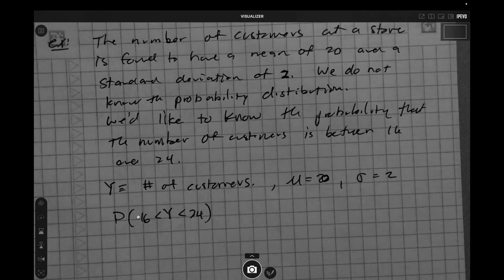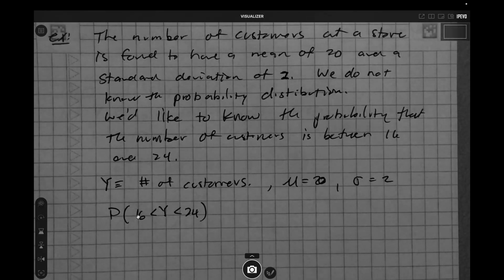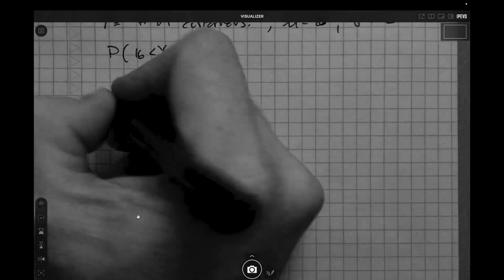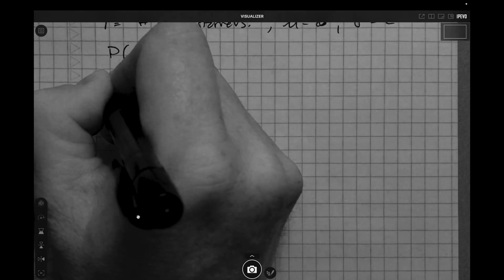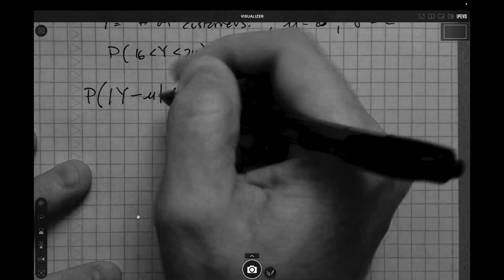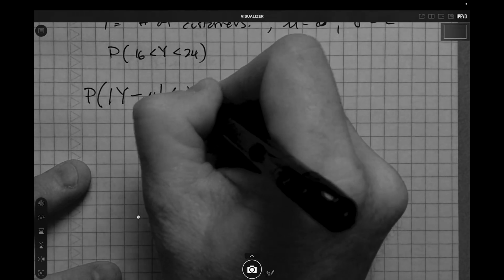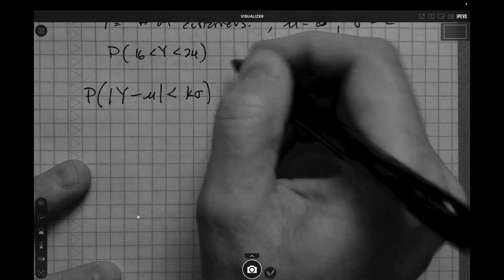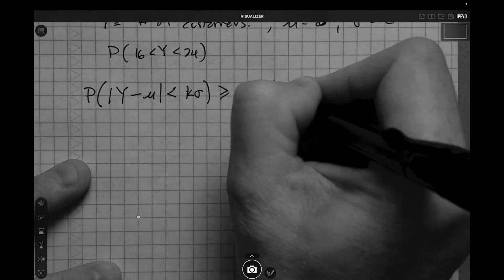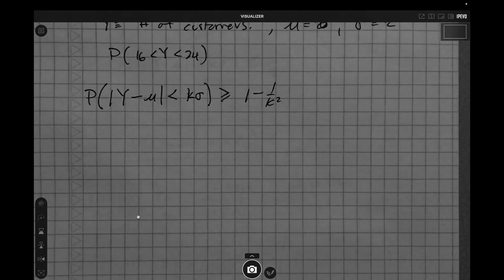Well, as you can probably guess, I'm going to use Tchebysheff's theorem. All right, so what does Tchebysheff's theorem say? We'll use this version of it. We want the probability that |y minus mu| is less than k times sigma, and that probability is going to be greater than or equal to 1 minus 1 over k squared. That's what we're going to use.